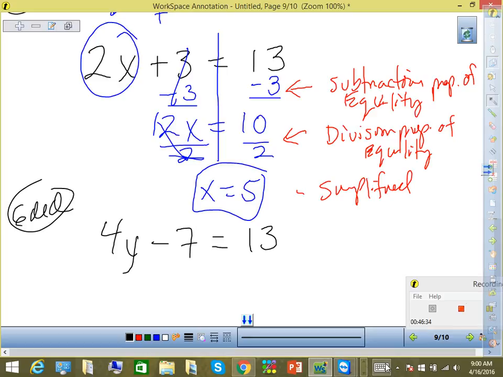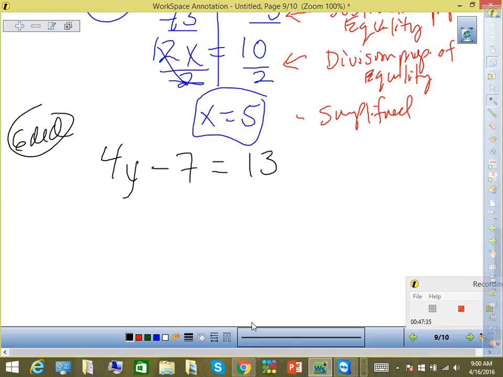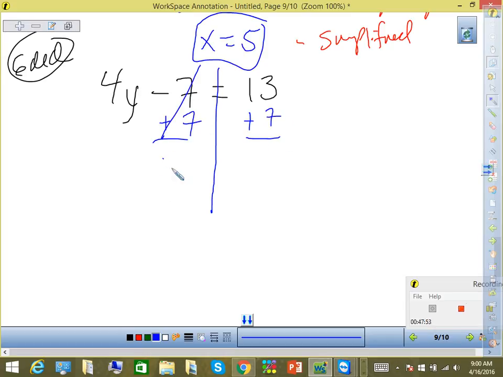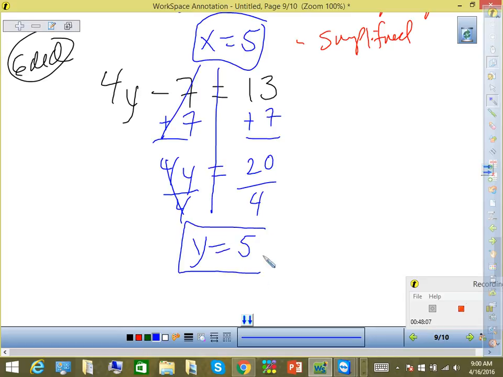All right. Let's see. Line down the equal sign. What do I do first, Brian? Add 7 to both sides. That is correct. We end up with 4y equals 20. From there, we need to leave y by itself. 4 is multiplying, so I need to divide by 4. Divide by 4. Therefore, y equals 5.